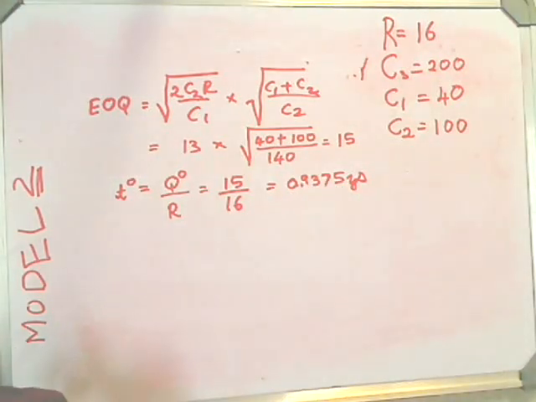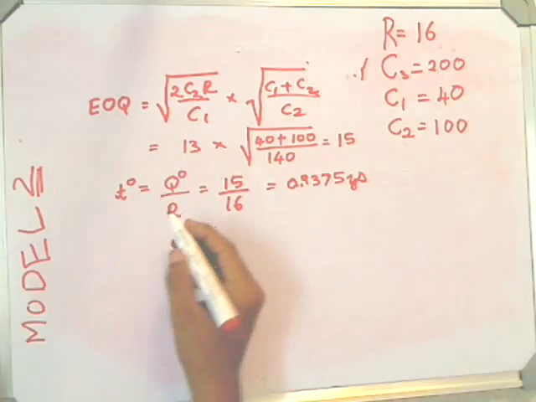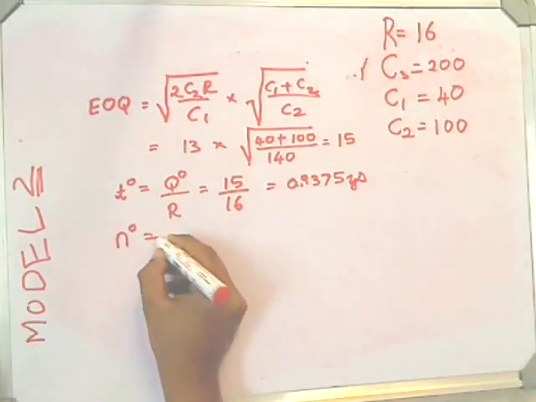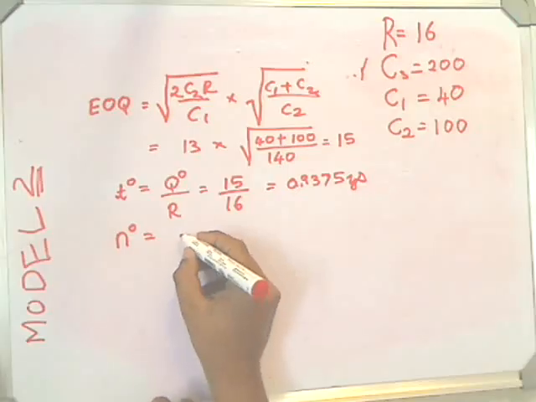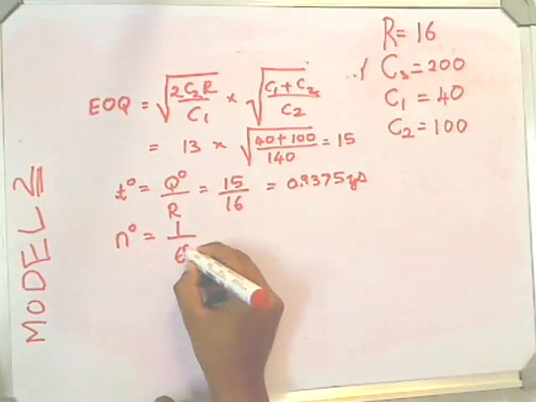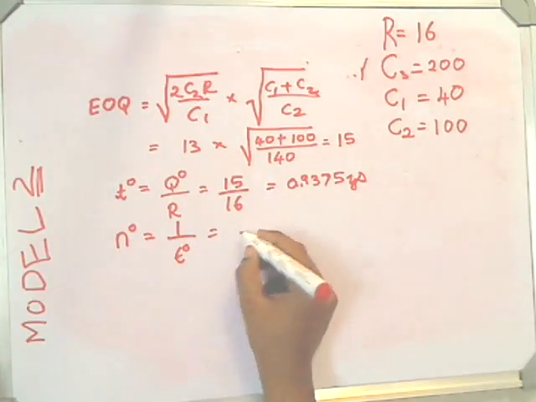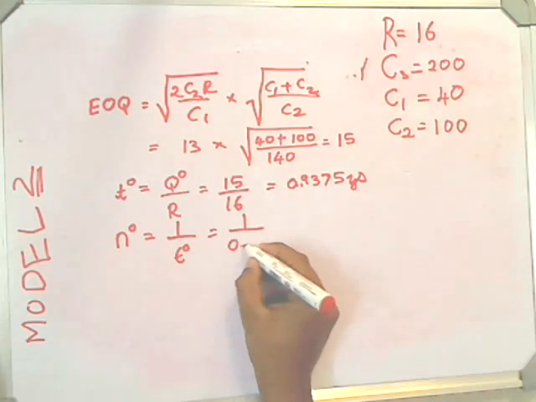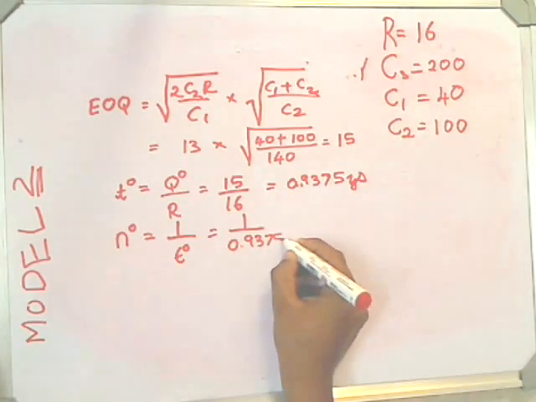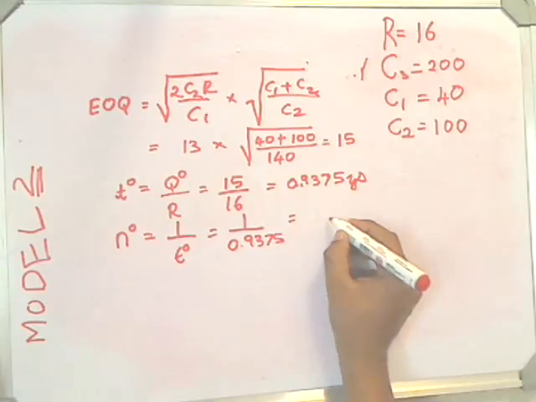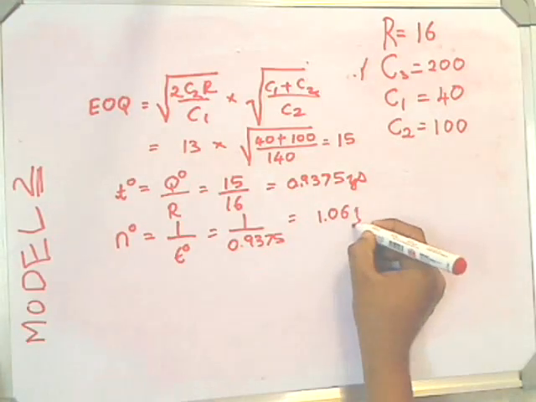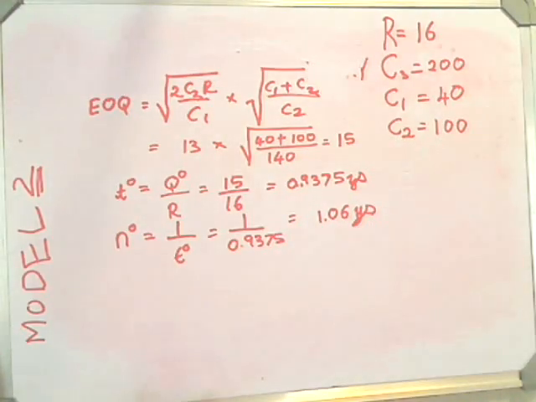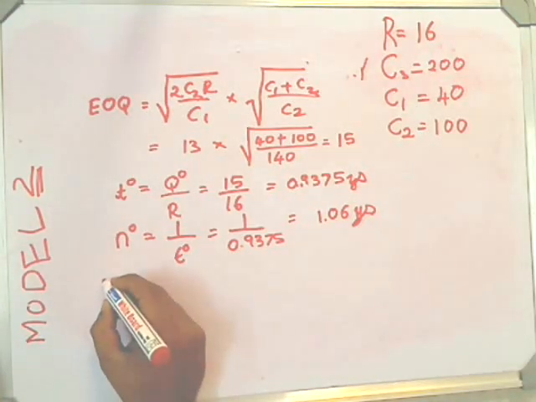And then frequency of replenishment. Now this is given as N naught. N naught would be equal to 1 divided by T naught. 1 divided by T naught is nothing but 1 divided by 0.9375, and this should give me 1.06 years. 1.06 years. And now coming to the other ones that get a little bit lengthier, the minimum average cost.